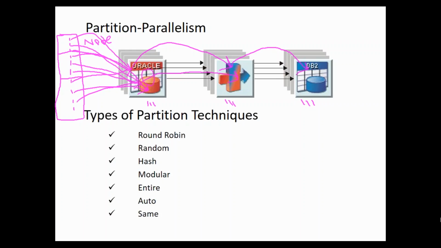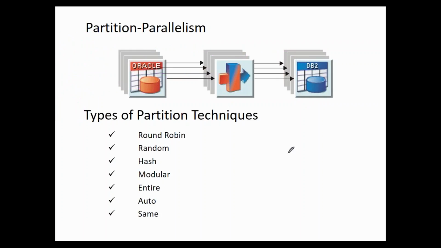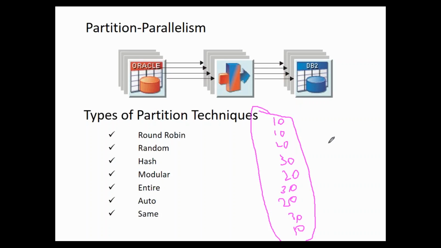For example, let's say I have data like this: 10, 10, 20, 30, 20, 30, 20, 30 and 10. I have data like this in my source. How can we split the records across the nodes? How can we assign the records to the nodes? That depends on the type of partition we use.